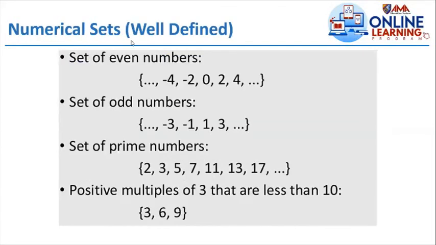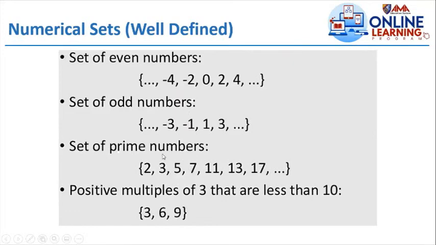Ayan, we also have the so-called well-defined and not well-defined sets. If we say well-defined, that means alam natin particularly yung members ng mga set na yun. So we can identify them particularly. So for example, the set of even numbers. So that's from negative infinity to positive infinity as well as for the odd numbers.